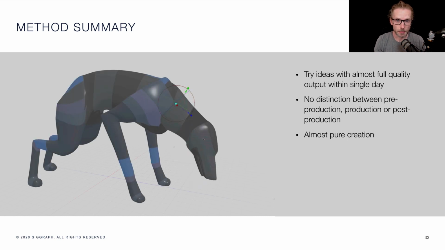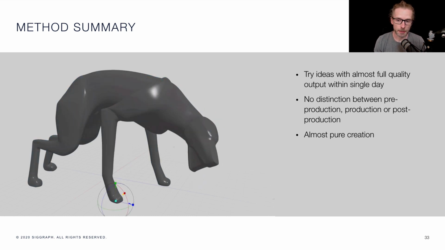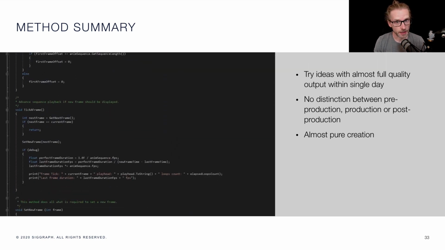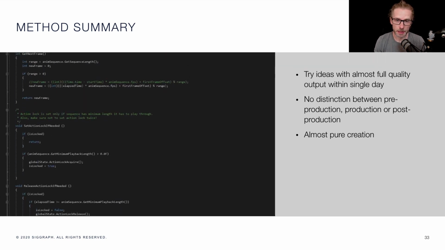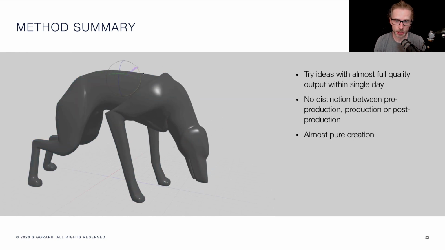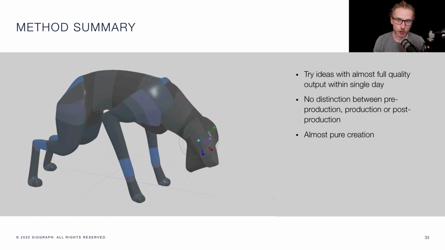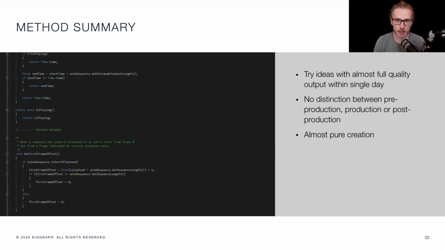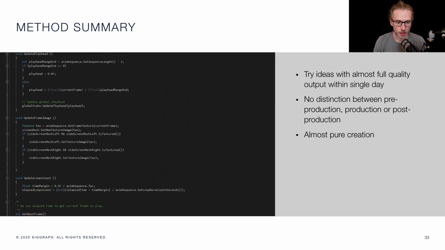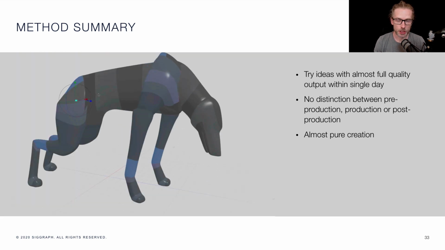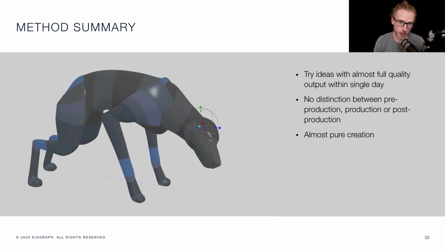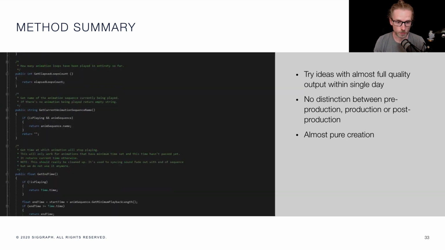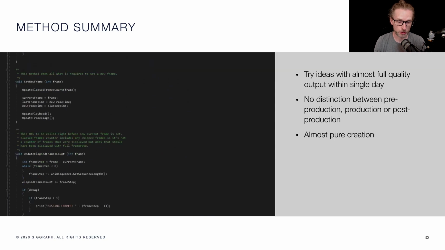To sum the method up, what I wanted to achieve is to be able to try new ideas with almost full quality output within a single day or within a few hours. So I wanted to be able to create a new piece of animation, texture it, render, then record some sound, and even program some new interaction element if that was needed. In this process, there was no distinction between pre-production, production, or post-production. That was what I was going towards, and what was left was almost pure creation.